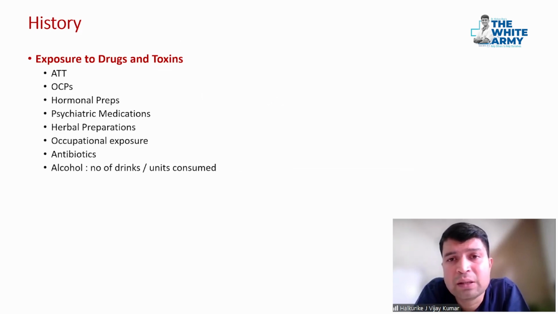Nowadays, many females with metabolic syndrome and polycystic ovarian syndrome, or polycystic ovarian disease, are put on hormonal pills. So hormonal preparations are very important. Psychiatric medication: the new generation of psychiatric medications have a very low incidence of cholestasis or liver injury. Older ones, in fact, did. Herbal preparations are very, very important.